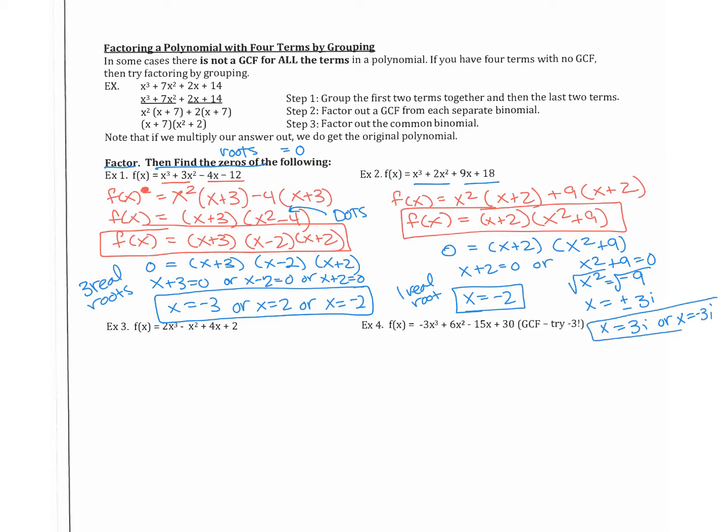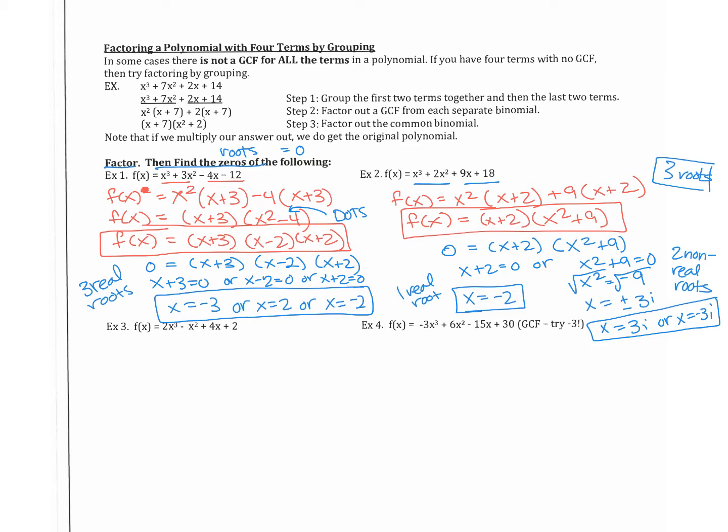So it's really two non-real roots for a total of 3 roots for this cubic, third degree equation. One real root of negative 2 and two non-real roots of plus or minus 3i. So why don't you take a look at this next problem.